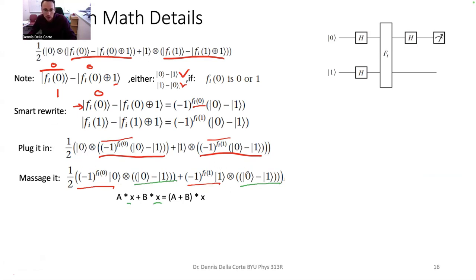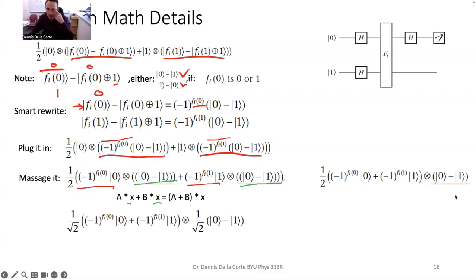And so we can actually just go ahead and factor that out. And if we do it, we get this expression here on the right. So the 0 minus 1 states have been factored out. And now it starts to look a little bit easier. Oh, here, this is the term we just pulled out.